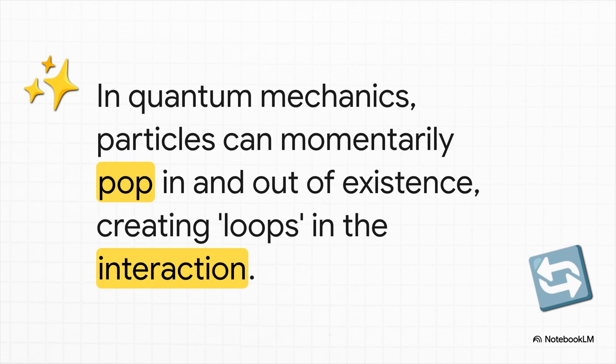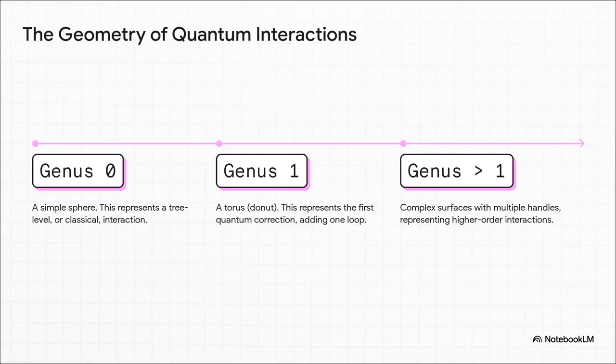In the old point particle picture, this creates loops in those diagrams. But in string theory, it does something way cooler. It punches holes in our smooth surface. And this right here is the heart of the idea. A simple, classical interaction is a sphere. But the very first quantum correction, the most important one, is like adding a handle, turning that sphere into a donut, or what mathematicians call a torus.